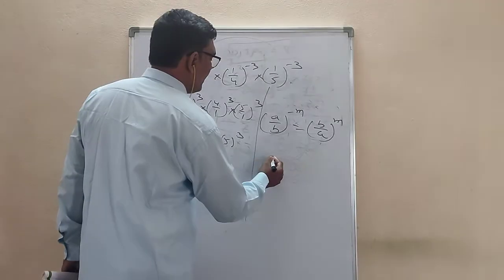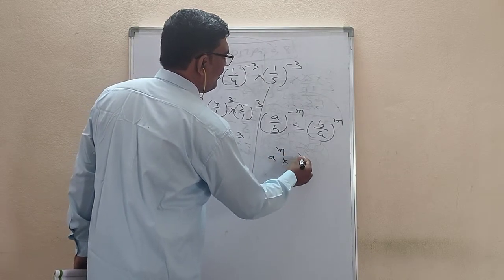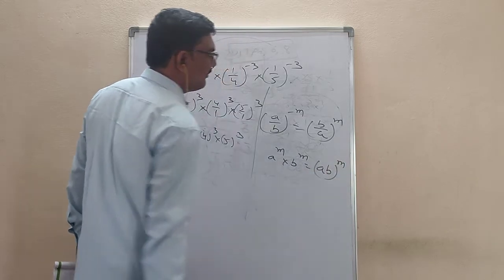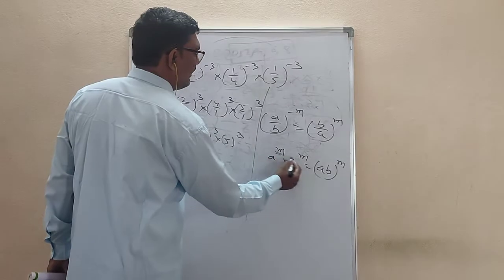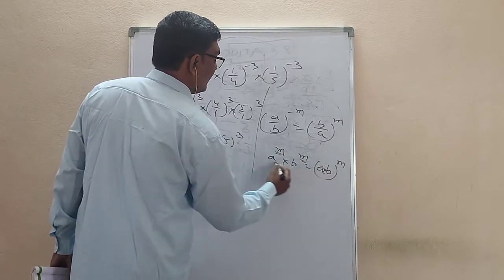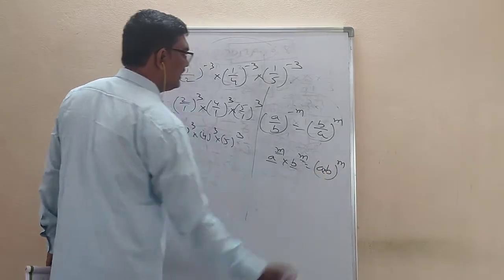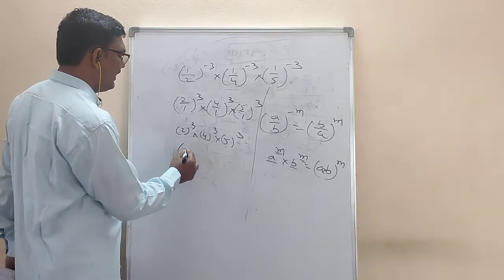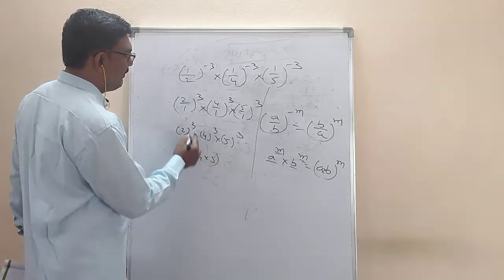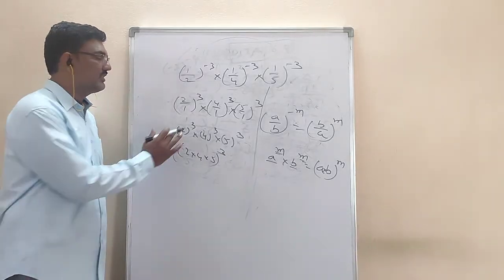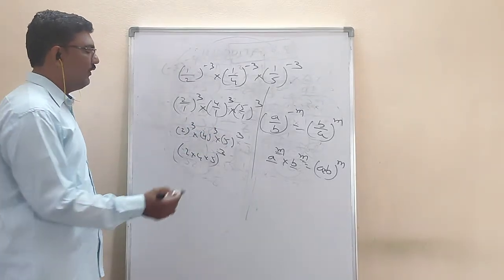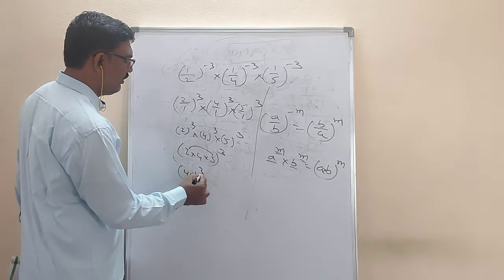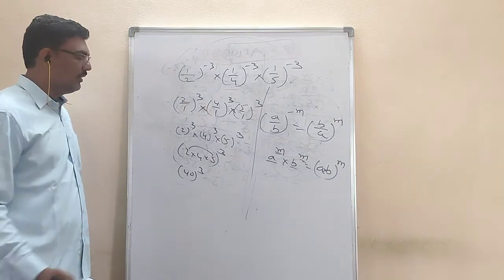So you have one formula: a power m into b power m can be written as (a into b) whole power m. So powers are same, bases are different. You can apply this formula. Here all powers are same, bases are different. So all bases you have to multiply and write the power only one time. This power is common for all the terms. Now if you multiply, 5 2s are how much here? 10. 10 4s are how much? 40. 40 whole cube.